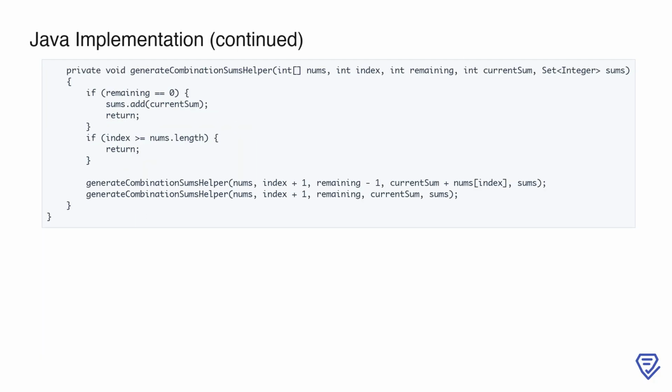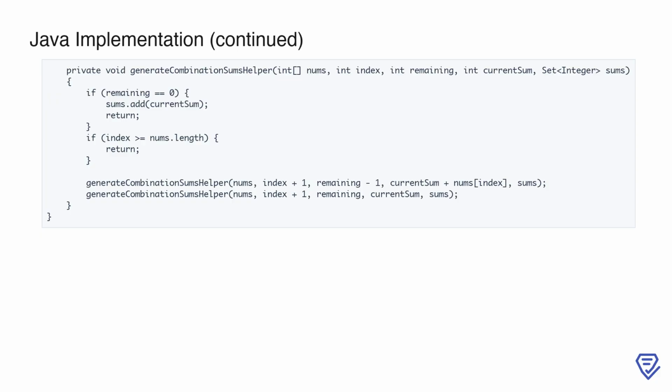The helper method generateCombinationSums is a recursive function that generates all possible subset sums for a given array. It takes the current index, the number of remaining elements to select, the current running sum, and the set that will store the results. If no elements are left to select, the current sum is added to the set, and the function returns. If the index exceeds the array bounds, the recursion also terminates.